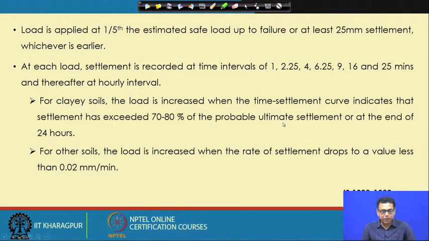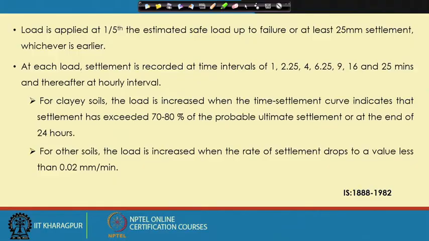Then load is applied at 1/5 of the estimated safe load, up to the failure or at least 20 millimeter settlement, whichever is earlier. So, it means that before we do the plate load test, we have to know the properties of the soil of that site, and based on those properties, by using the available theories for bearing capacity, you have to determine the safe load capacity of that plate on that soil. And we have already discussed the available theories.